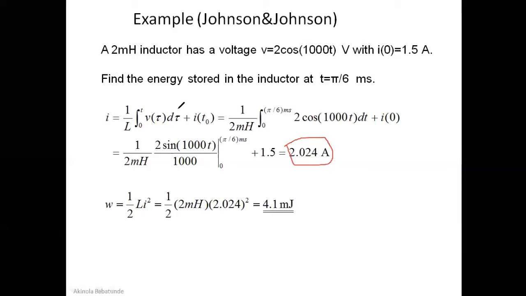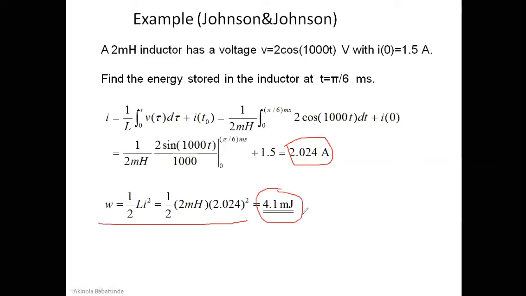But what we're looking for is the energy. So our energy is 1 over 2, half Li squared. Energy is equal to half Li squared. So 1 over 2, we have our L as 2 millihenry, that's 2 times 10 to the power minus 3, multiplied by our i, and then you square the i. Our i is 2.024, you put that squared and carry out simple arithmetic operations, and what you're going to obtain is 4.1 millijoules as the energy in the inductor. Okay, this is also an important example and it is easy to understand. All right, let's take it a step further.